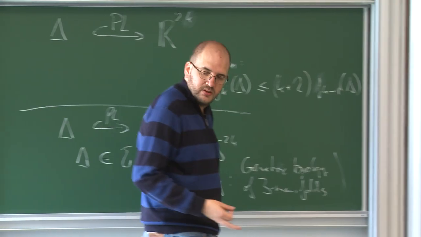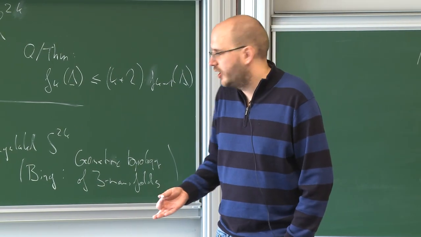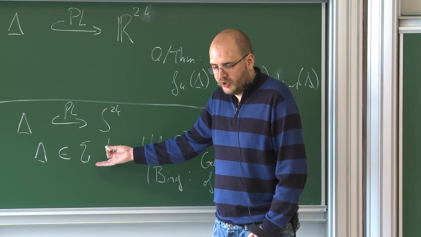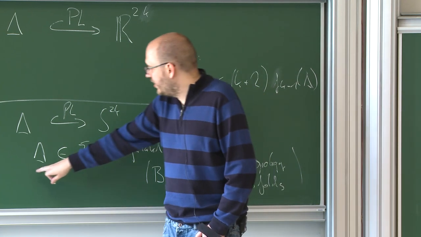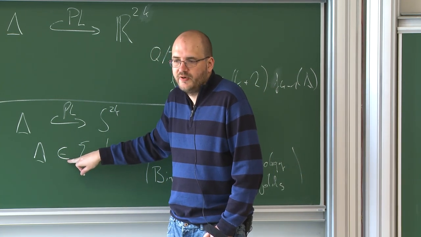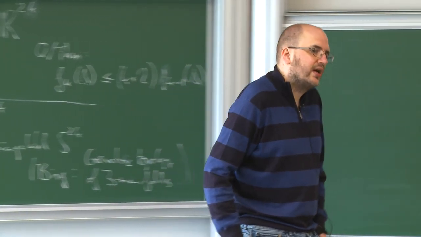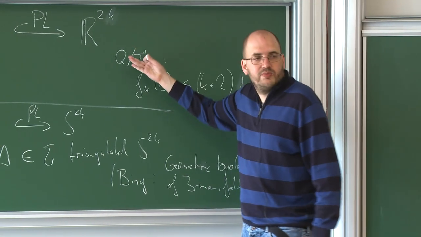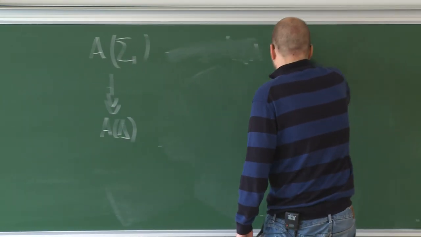In fact, it can be a non-PL triangulation. And I actually don't care that this sigma is even a homotopy sphere. So the theorem here applies whenever delta can be realized as a subcomplex of a homology sphere, of a k-homology sphere. You need only k-homology. But the original question here starts out with a PL embedding into R^2k. So I have this surjection, that's good.